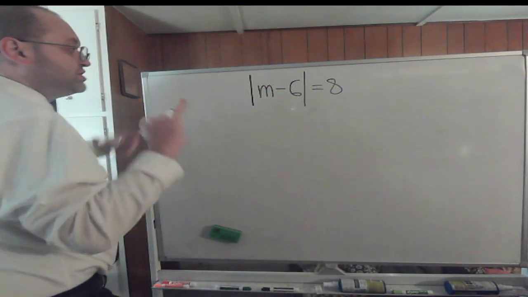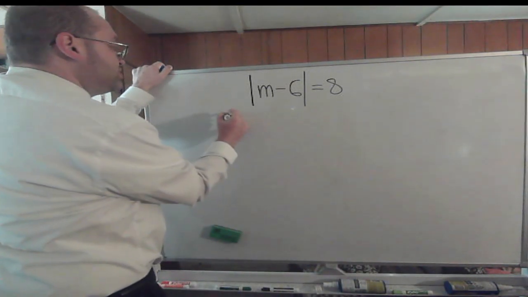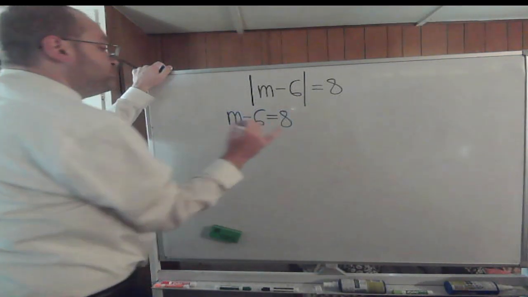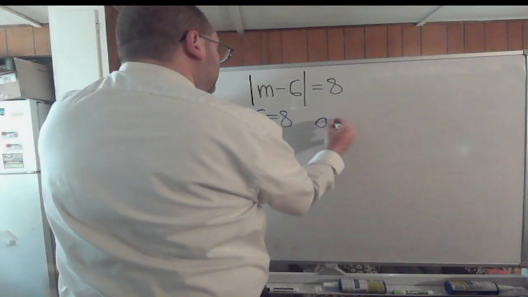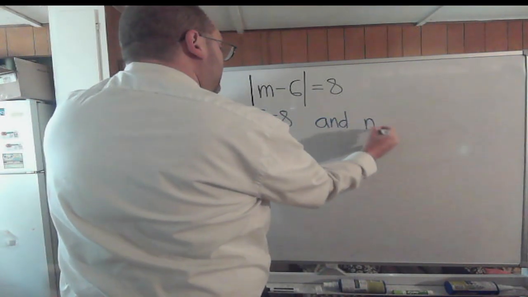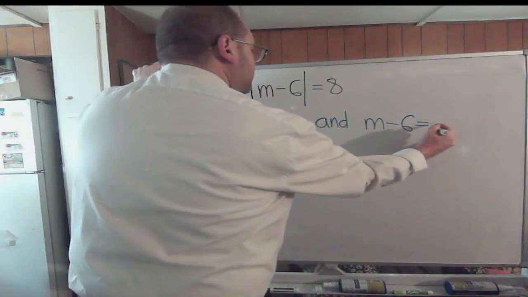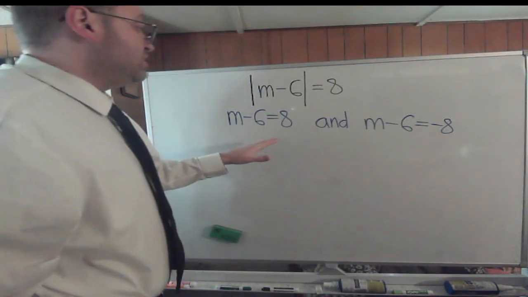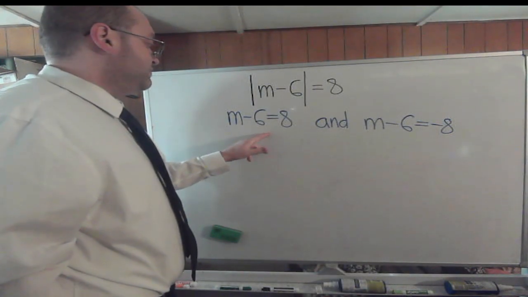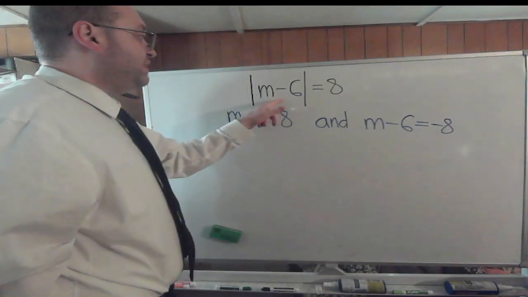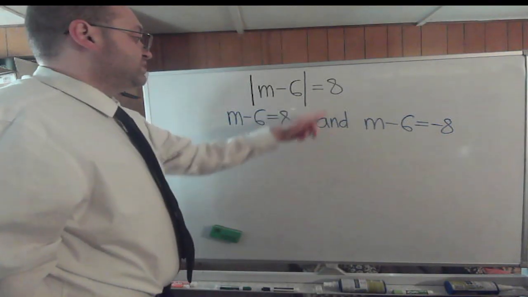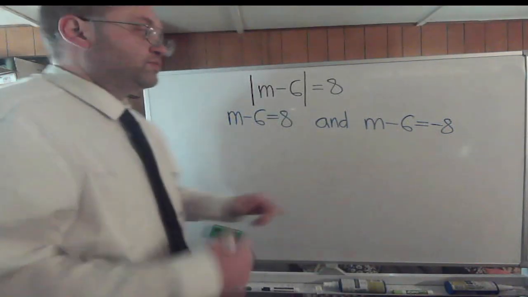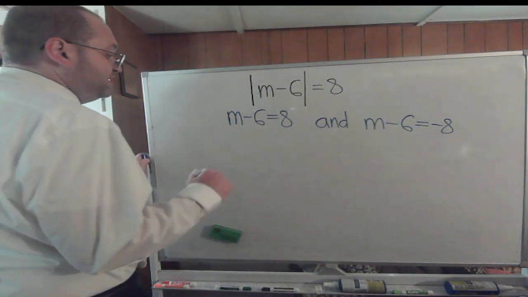So to solve absolute value equations such as this one, you're just going to take plain old m minus 6, set it equal to 8, and you'll have m minus 6 equal to negative 8. So whenever you go to solve an absolute value equation, you'll set what's inside the absolute value equal to what's on the right hand side, and then you'll set what's inside the absolute value equal to the negative of what's on the right hand side. So now we just solve these equations here.